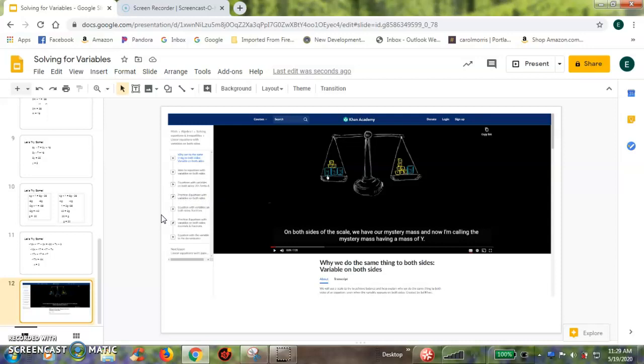If you wanted to really challenge yourself, try some of these down here. This one has variables on both sides with decimals and fractions. And this one has variables in the denominator. All right, so if you're feeling like you want some fraction practice, do these.